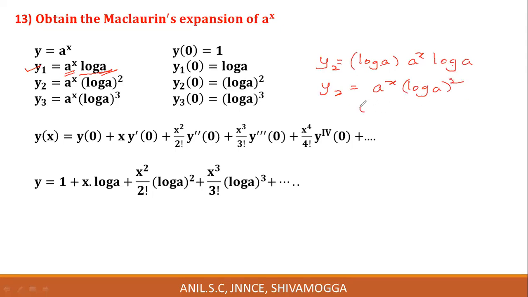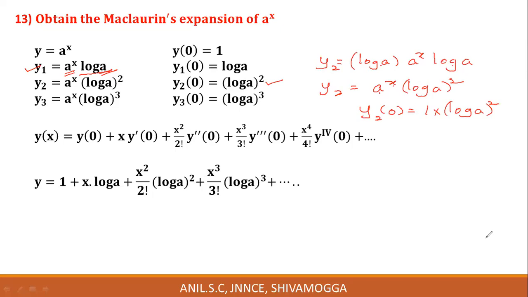Now put x is equal to 0. What we get here is y2 of 0 is equal to, this will be a power 0, and a power 0 is 1, into log A whole square as it is. Therefore, log A whole square. This is the second derivative.